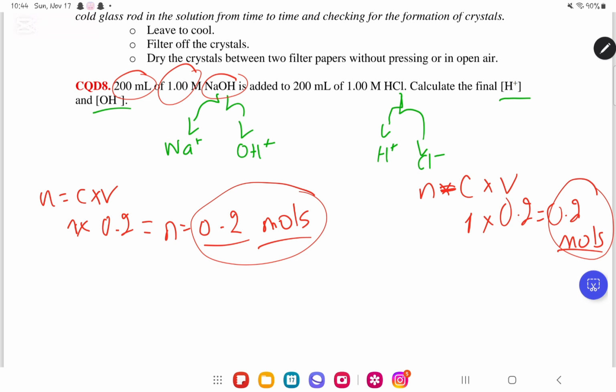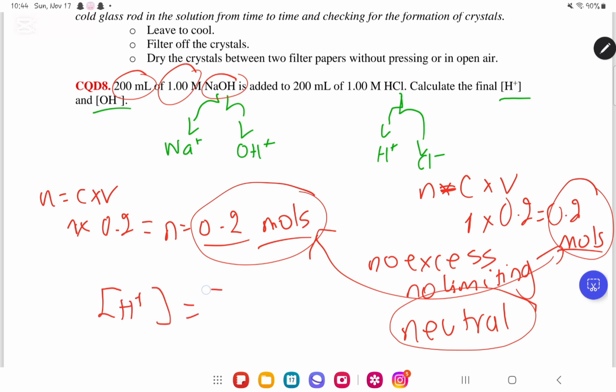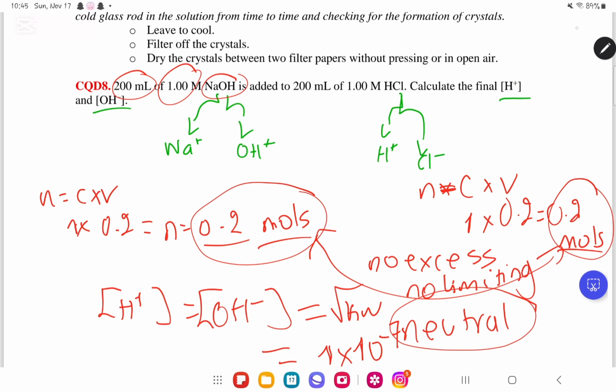Since they are both the same amount of moles, this means they're going to finish each other up. There will be nothing left, so there is no excess and no limiting. If they use each other up, that means it's going to become neutral because none of them is in excess. Okay, now if they are neutral, what does this mean? This means that the concentration of H+ is equal to the concentration of OH-, which is equal to the square root of the equilibrium constant of water, which is 1 times 10 to the negative 7. And that's it, very simply.